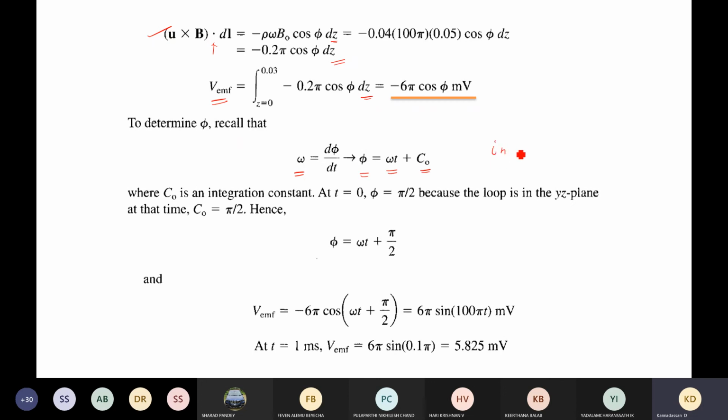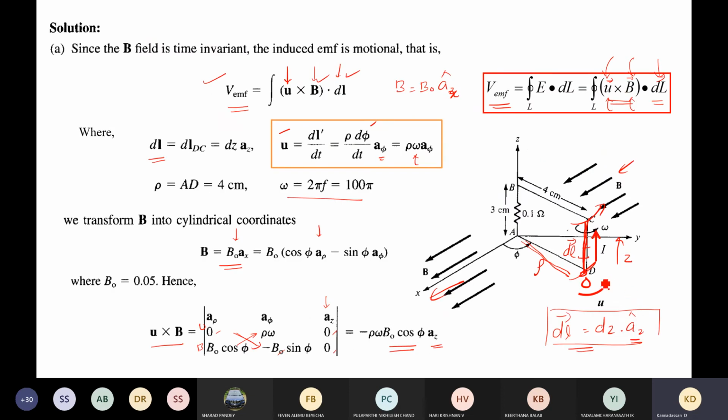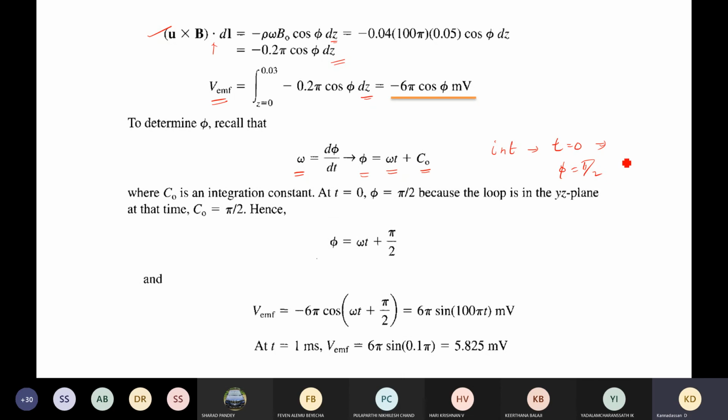So the initial condition is at t equal to 0, we got phi equal to pi by 2, because that is the initial position of the loop. When you substitute this here, you will get C naught. C naught will become pi by 2. So we are going to substitute here. Now we got the expression for phi in terms of time t. This has to be substituted here. Then you will get this expression. We got the induced EMF with respect to time.